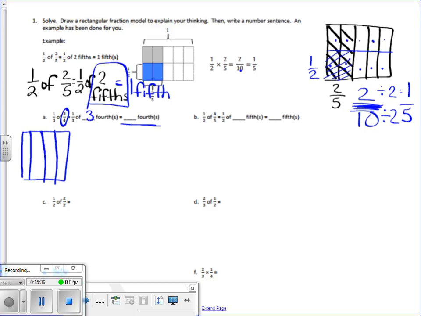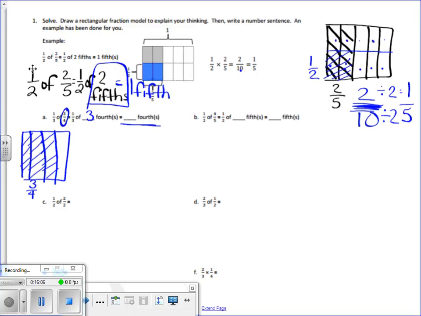How many am I going to color in? 3. So 1, 2, 3. Wait, you lost me for a second. Where are we? Okay. 3/4. 3 out of 4. Color it up. You see my 3 out of 4? Come on, close the book. Thank you.